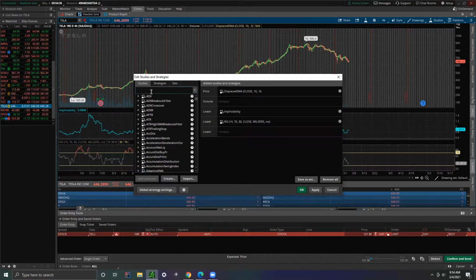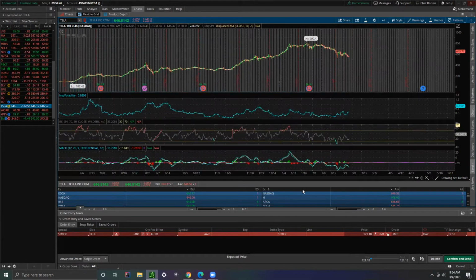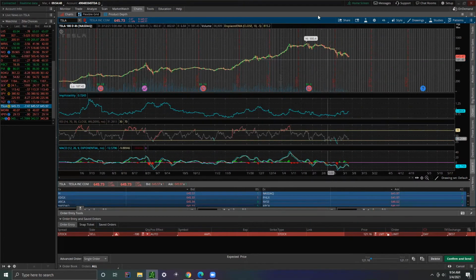Alrighty, so next up on our technical indicator list is MACD. It stands for Moving Average Convergence Divergence. Kind of rolls off the tongue there. But what MACD does is it helps you decide whether the price direction of the stock is strong or weak.